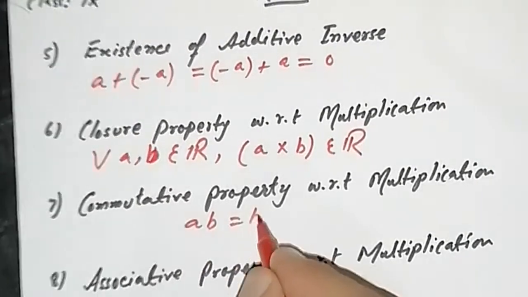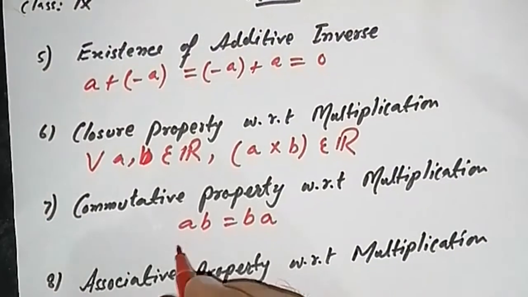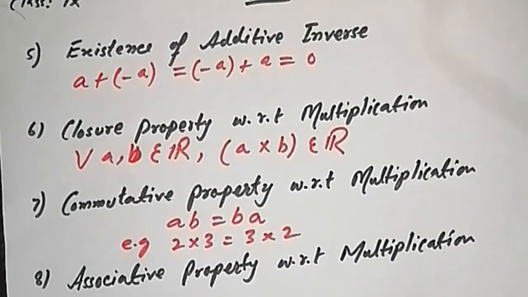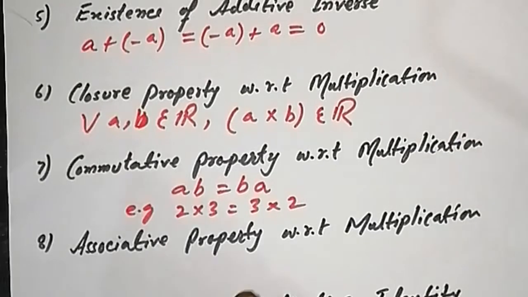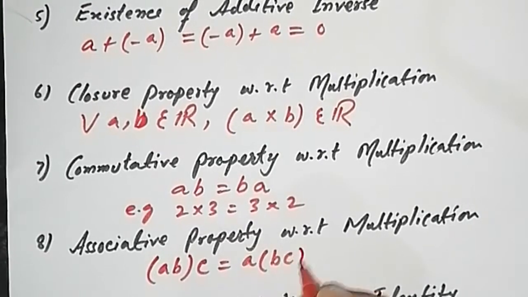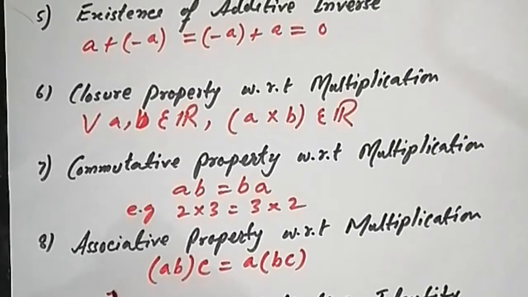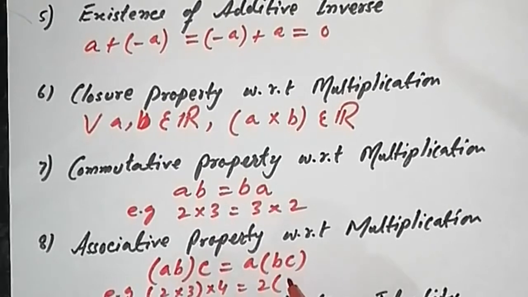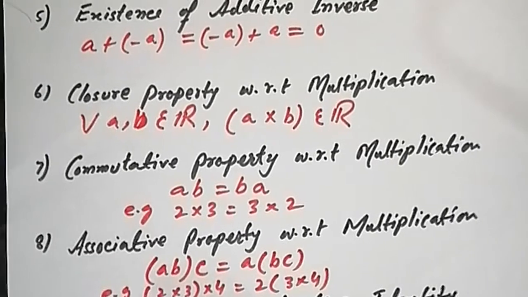Next property is commutative property with respect to multiplication. ab is equal to ba. This is called commutative property with respect to multiplication. For example, 2 multiplied by 3 is equal to 3 multiplied by 2. Next property, associative property with respect to multiplication. For any real numbers a, b and c, (ab) multiplied by c is equal to a multiplied by (bc). The bracket is switched over, but the multiplication sign is used here. For example, (2 multiplied by 3) multiplied by 4 is equal to 2 multiplied by (3 multiplied by 4).